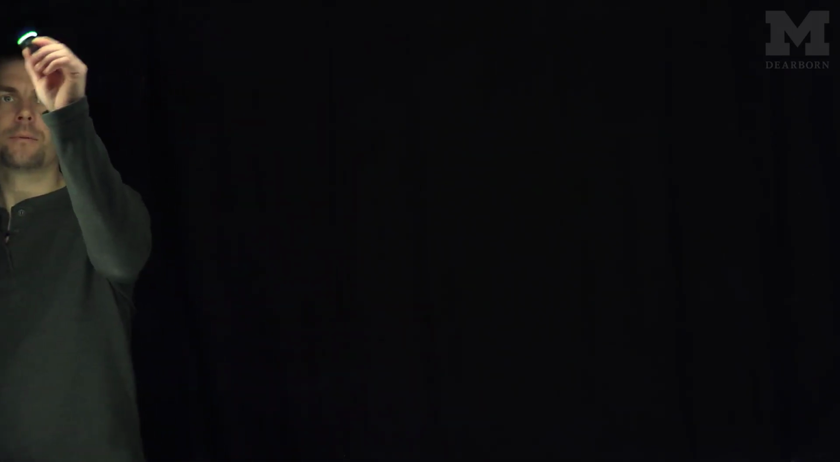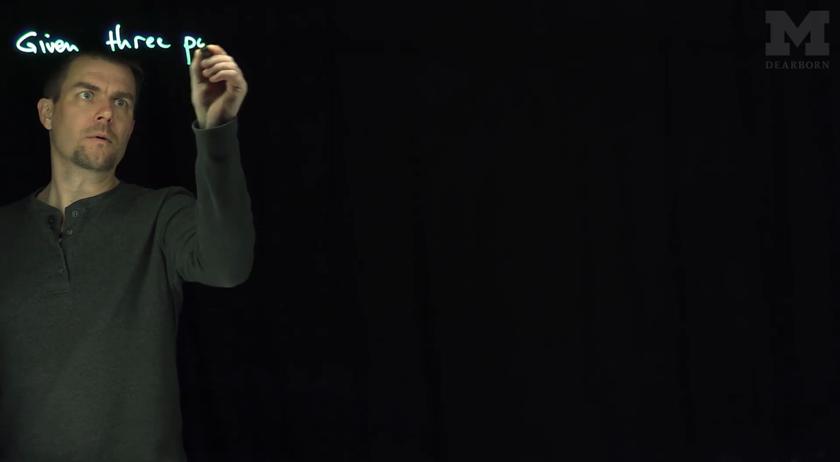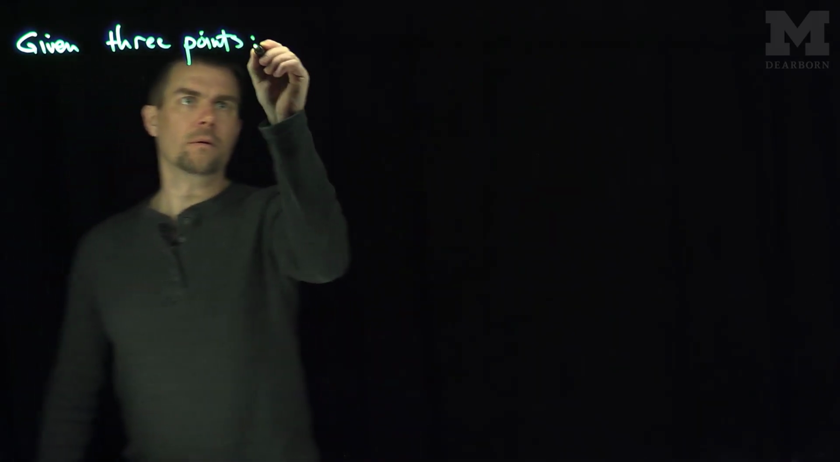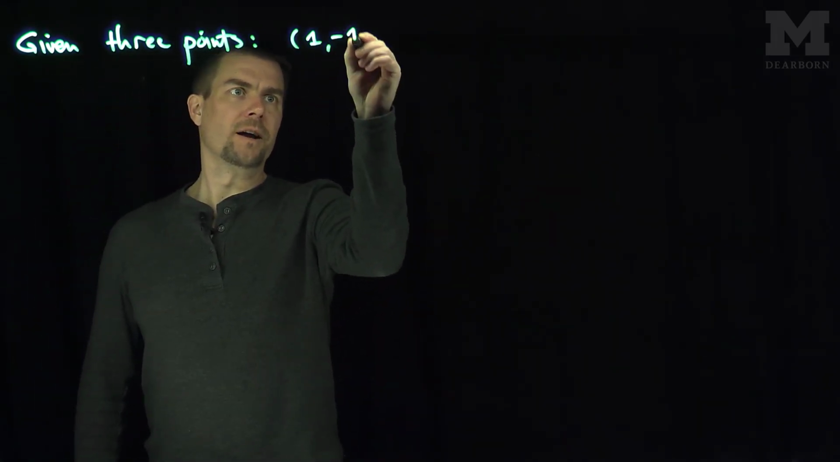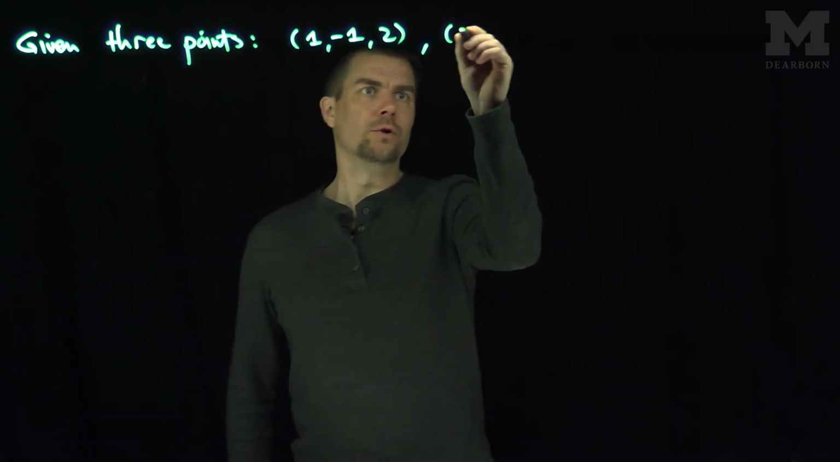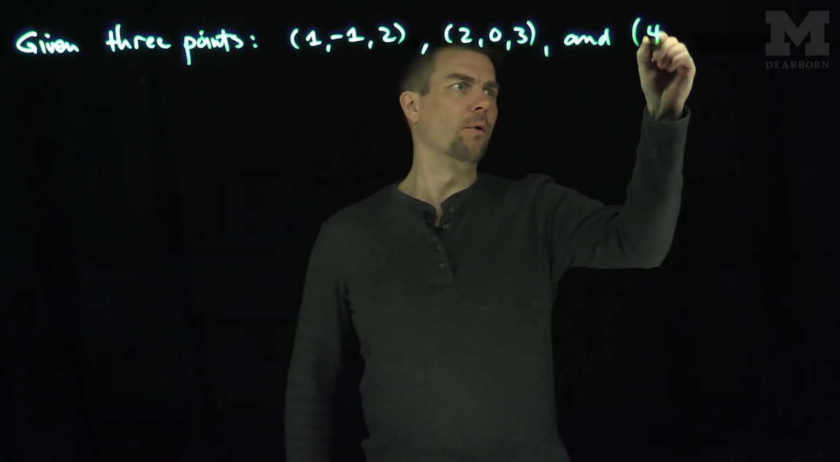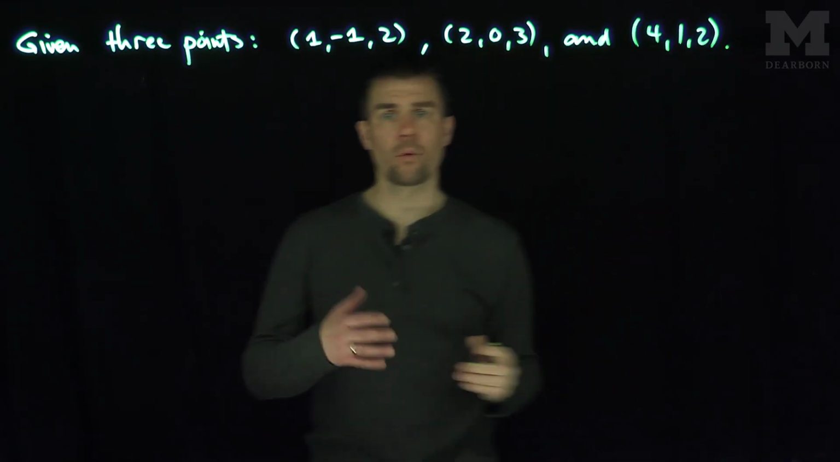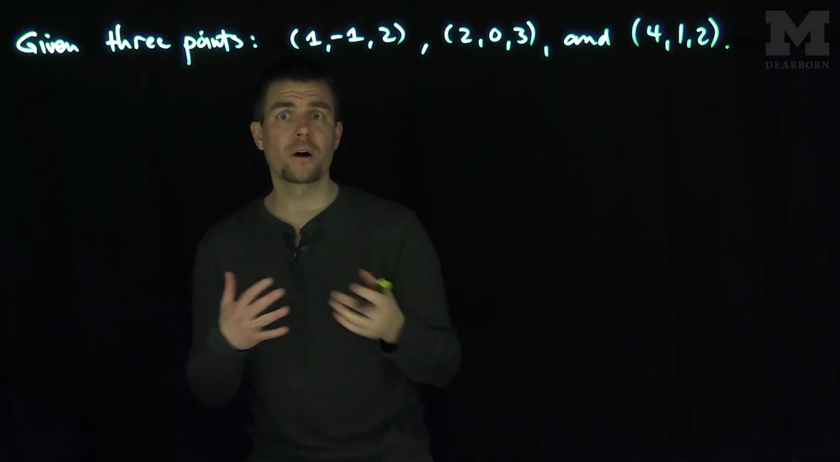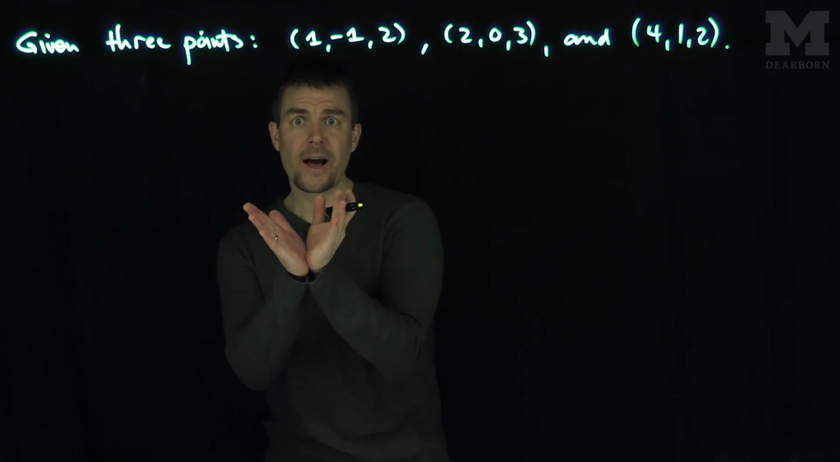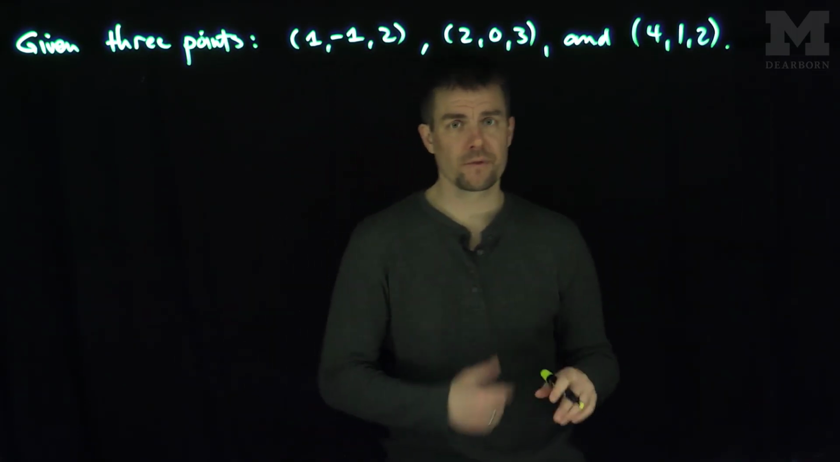Hello students, in this video we'll see how to find the equation of the plane given 3 points on the plane. If we're given, for example, 3 points: (1, -1, 2), (2, 0, 3), and (4, 1, 2). We know that as long as those 3 points aren't on a line, then they will lie on a unique plane. Let's find the equation of that plane.